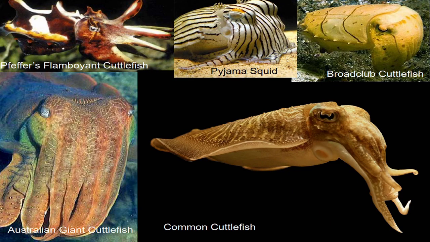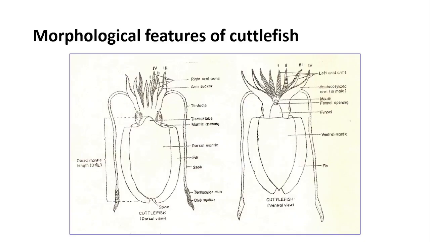These are the different cuttlefish species which are collected from different world regions. First one is a flamboyant cuttlefish. Second one is a pyjama squid, and third one is broadclub cuttlefish, and fifth one is Australian giant cuttlefish, and the last one is the common cuttlefish which is found around Indian waters. These are the morphological key characteristics that have been placed here. The first one is the dorsal view and the second one is the ventral view.